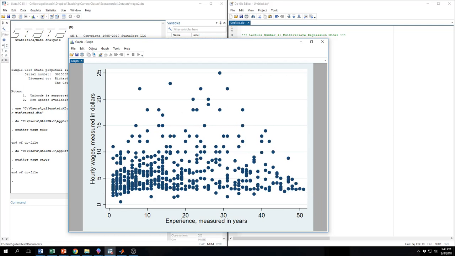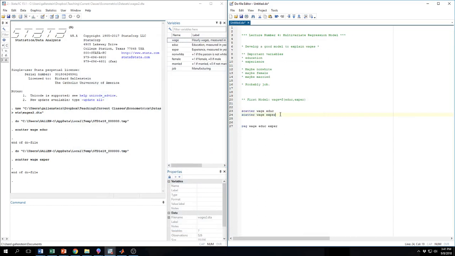Looking at this, we might think, you know what? It's not very strong, but we might think this is nonlinear. We might consider later including a squared term for experience. Now that we look at this, we might include a squared term. Let's think about that later. Let's come back to that. All right, I think we've got a good reason to include these variables, so let's run it.